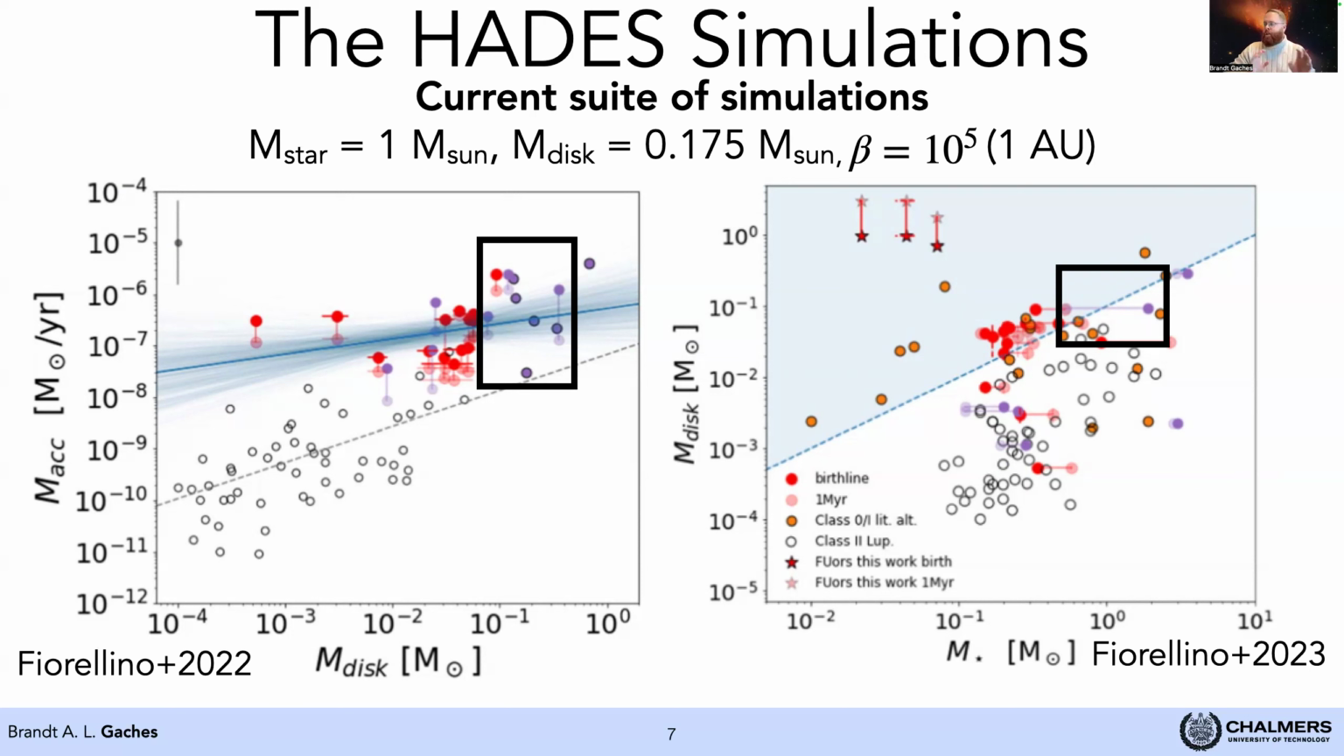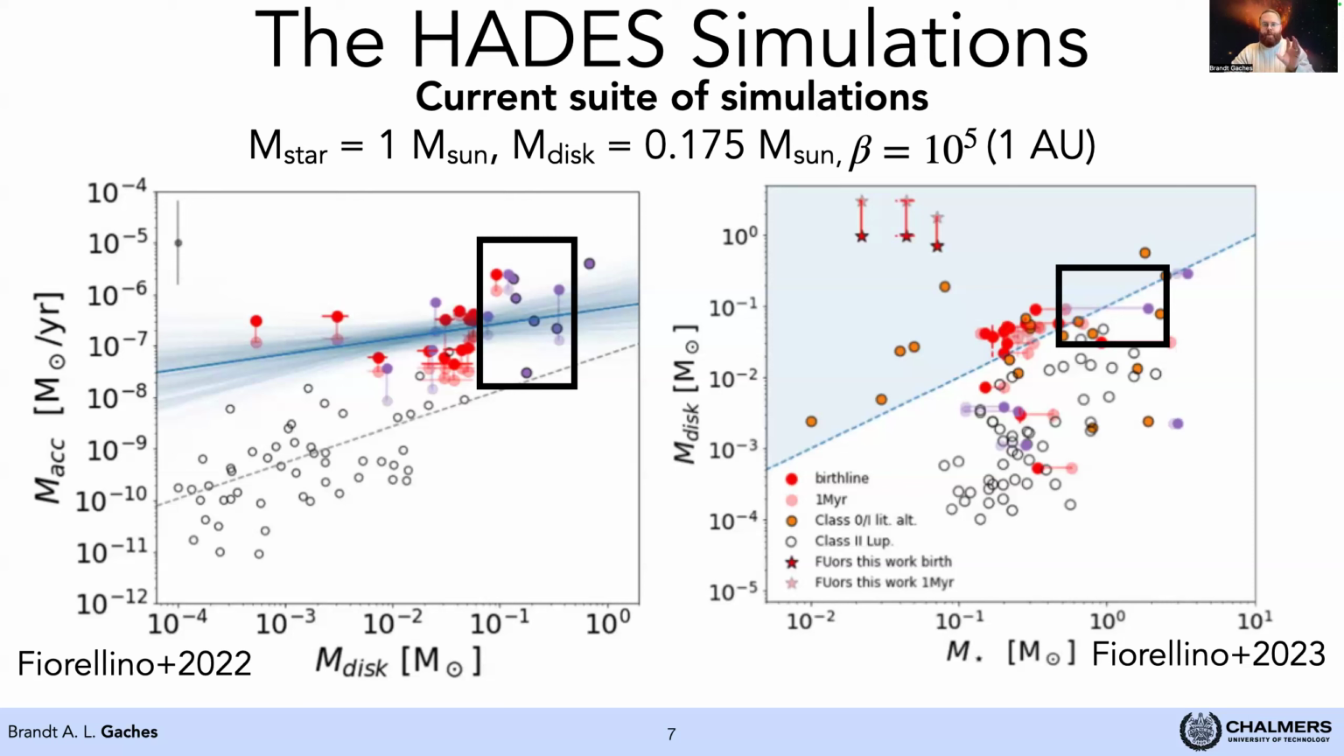And I've shown here from two of the different papers. The one on the left shows the accretion rate as a function of the disk mass, and the one on the right shows the disk mass as a function of the stellar mass. So of course you could always try and flip these things to all be the same one. In particular, I want to highlight that the red and purple dots on the left, and the red and yellow points, are showing the class 1 style protostars.